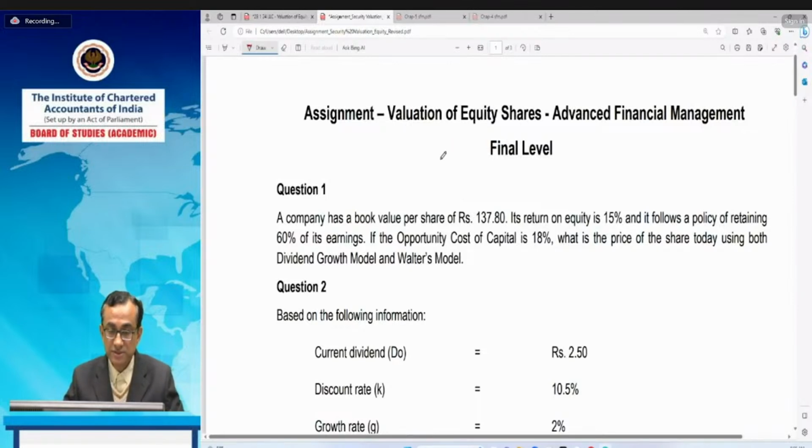Now read the first question very carefully. Company has a book value of shares 137.89. Just read this question.